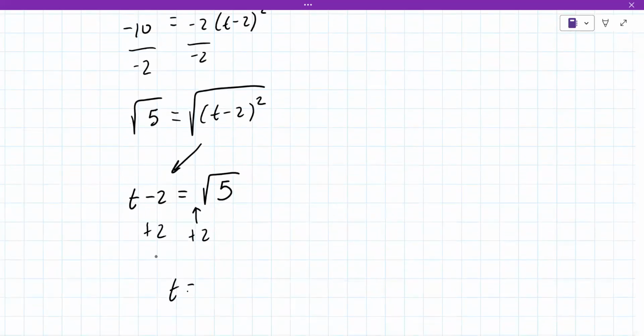Something like that. That'd be the final result, except I missed an operator here. It's 2 plus the square root of 5. Got it.